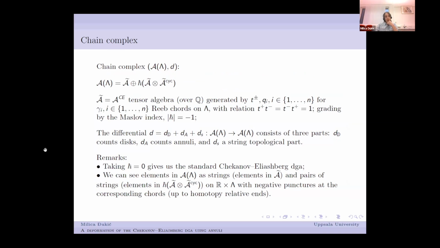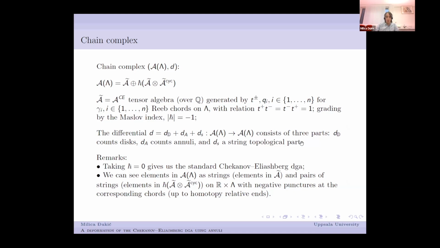So first, the underlying space will consist of two parts. One part is the same as in the Chekanov-Eliashberg algebra, the tensor algebra generated by the q_i. We will also need these homological coefficients, which will keep track of the homology class of the boundary. So we add one generator and its inverse. And the differential will consist of three parts. The disk part, which counts disks, the annulus part, which will count annuli, and a certain string topological part, which will resemble something like a string coproduct.